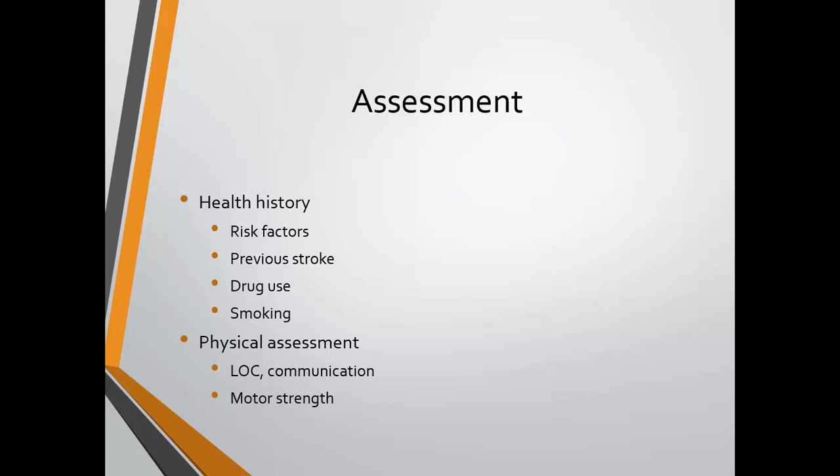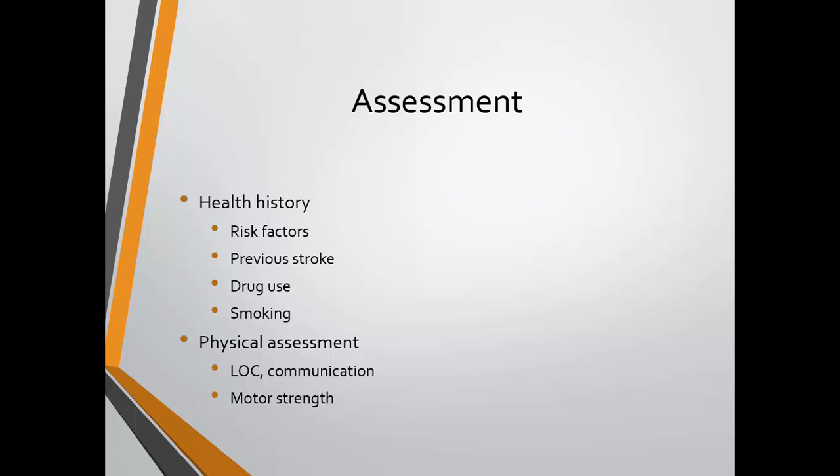All right, and looking at assessment, for health history, you want to assess for risk factors. Have they had a previous stroke? Any drug use, whether it be prescription, over-the-counter, or street drugs. Asking about their smoking history. If they do come in with symptoms of a stroke, you want to know when the symptoms began, their severity, have they had any incontinence, their level of consciousness, do they have a good family support system.